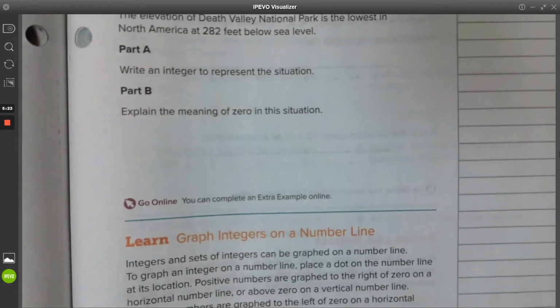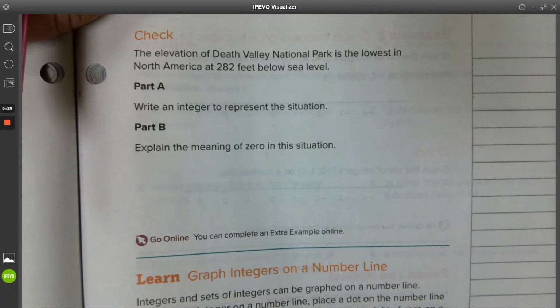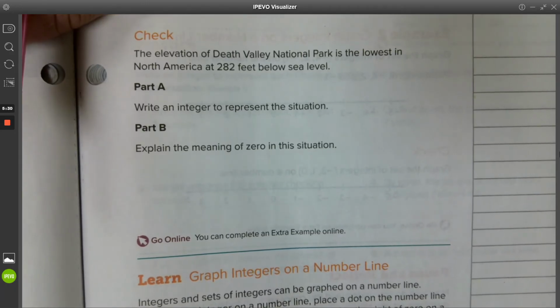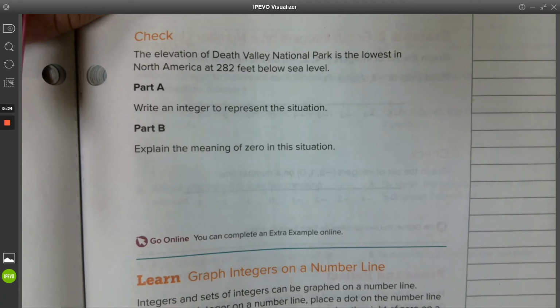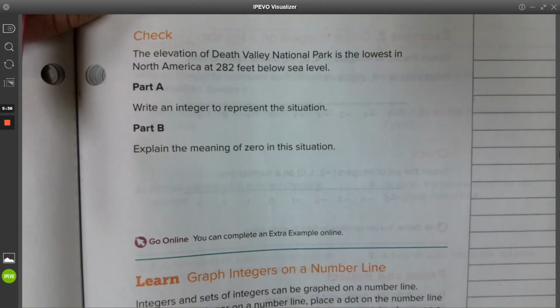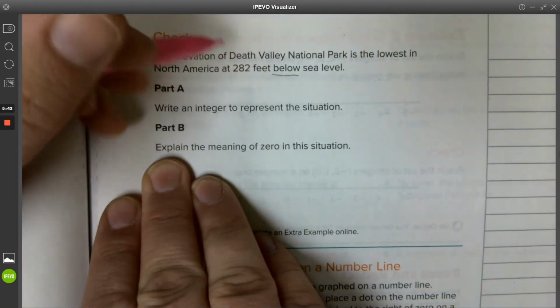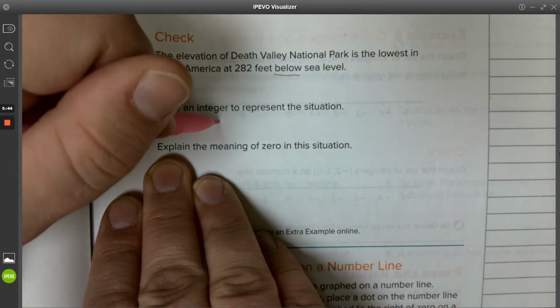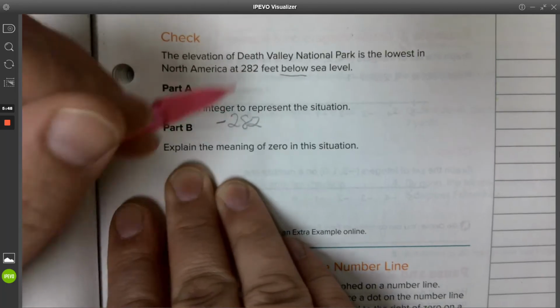So let's take a look at our checkup here on page 195. The elevation of Death Valley National Park is the lowest point in North America at 282 feet below sea level. So obviously we have feet below. Below means a negative, right? So if we're going to write this as an integer, we would put a negative 282.